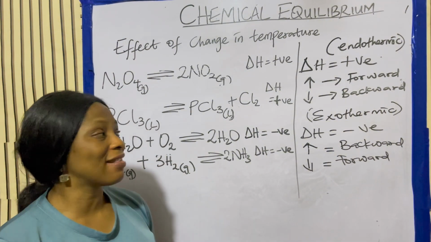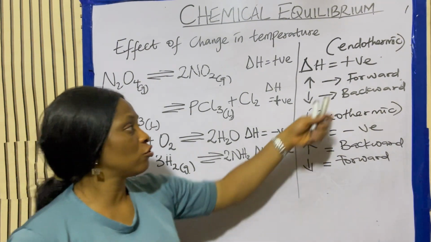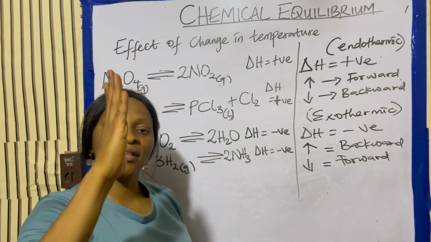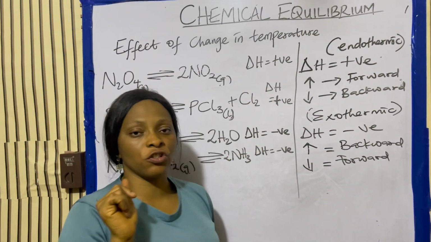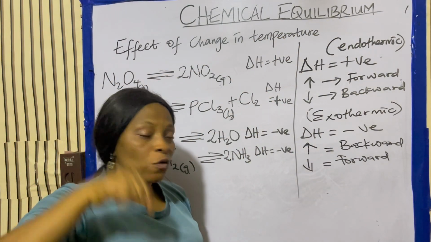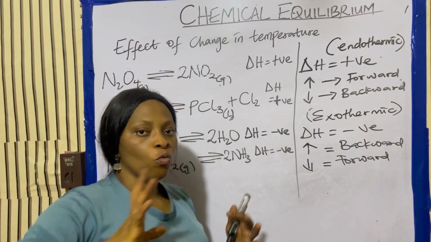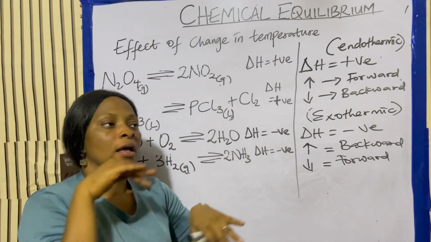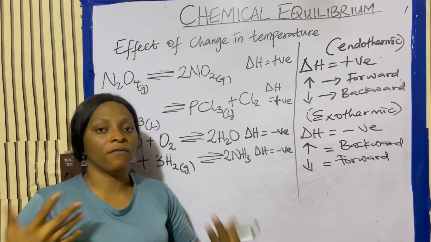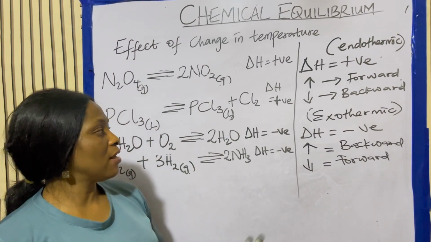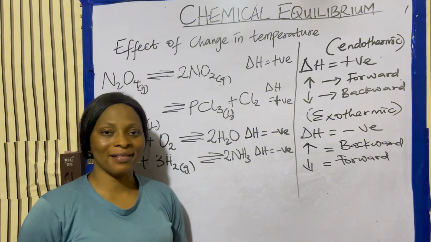So you can easily say, for an endothermic reaction, an increase in temperature favors the forward reaction. But for an exothermic reaction, an increase in temperature favors the backward reaction. With this, you can easily remember it, and you know that it is vice versa. Are we following? So please endeavor to memorize this.